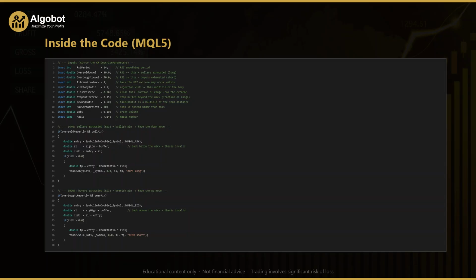The short block is the exact mirror. The condition reads, if overbought recently and bear pin. The code reads the bid price, places the stop just above the signal bar's high plus the buffer, sets the take profit at the entry minus reward ratio times the risk, and calls trade.sell. Both sides share the same structural logic, just flipped in direction.